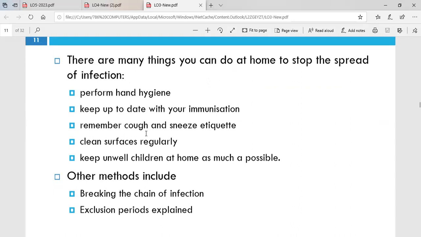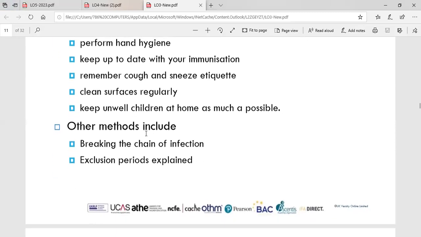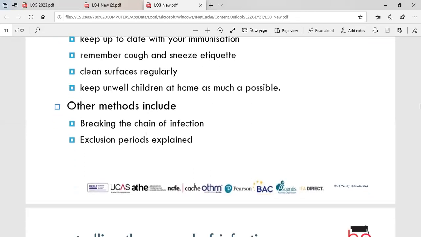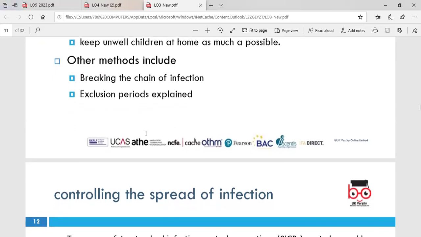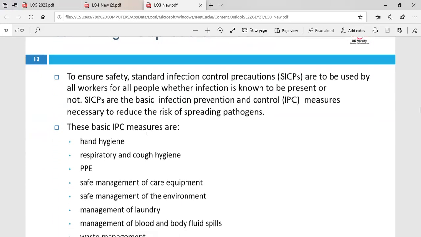Remember cough and sneeze etiquettes that should be there always, and that should be communicated to everyone. Clean surfaces regularly. Keep unwell children at home as much as possible so that there's limiting the spread of infection. Other methods are breaking the chain of infection and inclusion periods. How long would you recommend that a person remains excluded from that setting in order to reduce spread of infection?